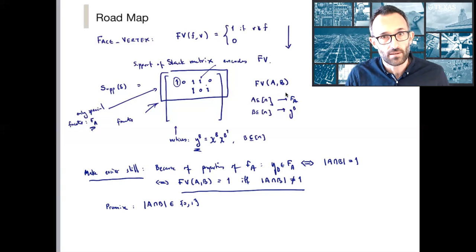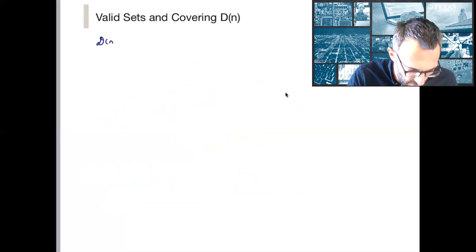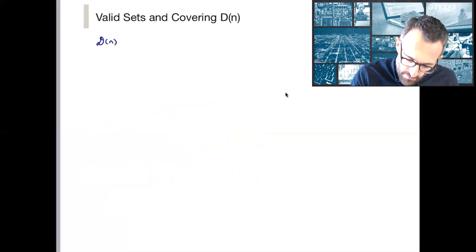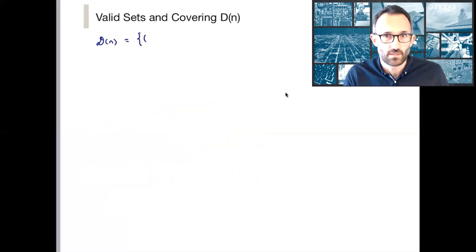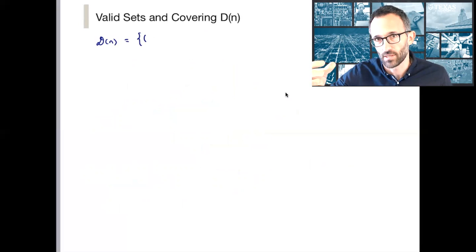So we're going to define exactly what these ones are, and we're going to talk about how this relates to covering and communication complexity. So we're going to let D of n be all of the ones that Alice and Bob are responsible for getting correctly, all of the ones in that restricted portion of the support of the slack matrix.